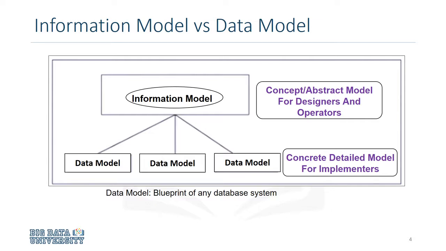Information models and data models are different and serve different purposes. An information model is at the conceptual level and defines relationships between objects. Data models are defined at a more concrete level, are specific, and include details. A data model is the blueprint of any database system.